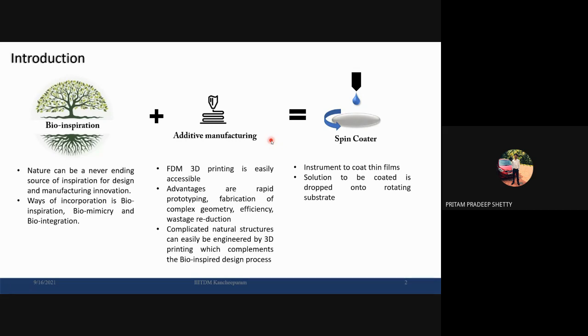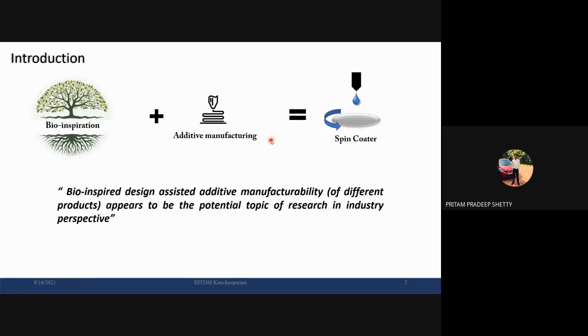So that allows more flexibility towards approaching bio-inspiration, right? Because bio-inspiration may involve very complicated structures, and additive manufacturing allows us to freely incorporate them into our system. Complicated natural structures can be easily copied to get a bio-inspired design. So in a nutshell, I can say that bio-inspired design assisted additive manufacturability appears to be a potential topic for research from an industry perspective.